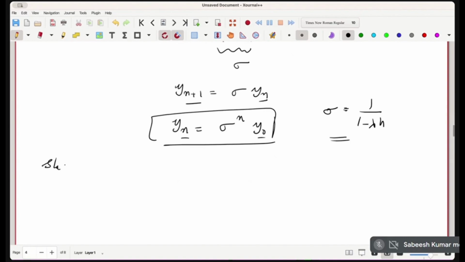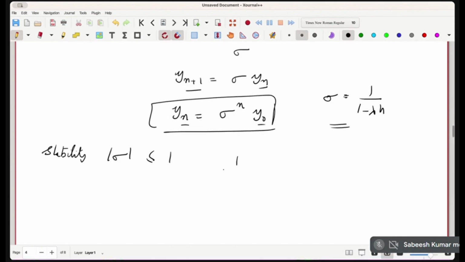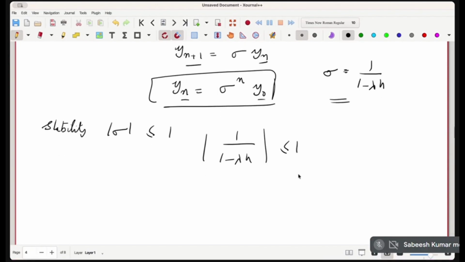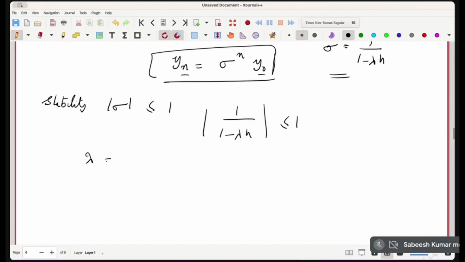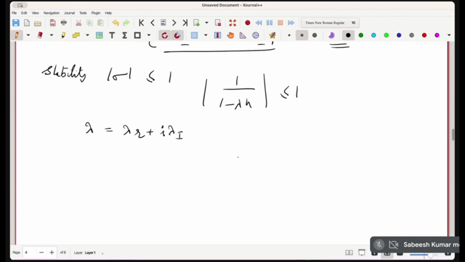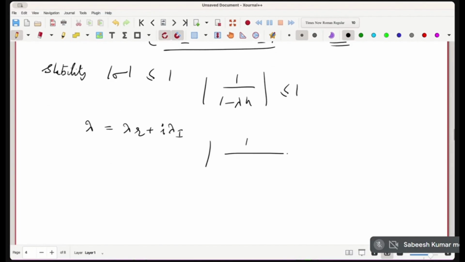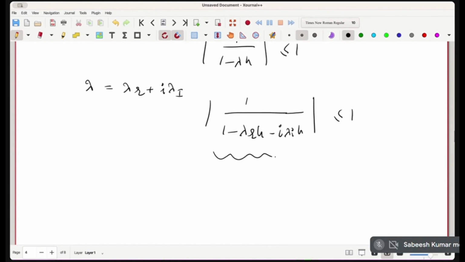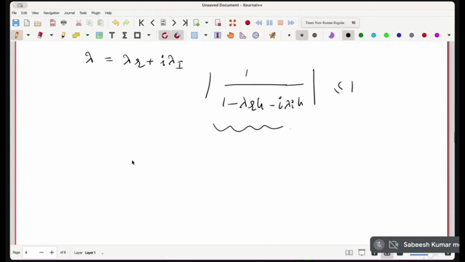For stability, we want the modulus of sigma to be less than or equal to 1. That means the modulus of 1 by 1 minus lambda h is less than or equal to 1. That's what we want. But in general, we said lambda can be complex. So lambda can be lambda real plus i times lambda i. If that is the case, basically what we have is 1 by 1 minus lambda r h minus i times lambda i h to be less than or equal to 1. Now let us look at this left hand side.